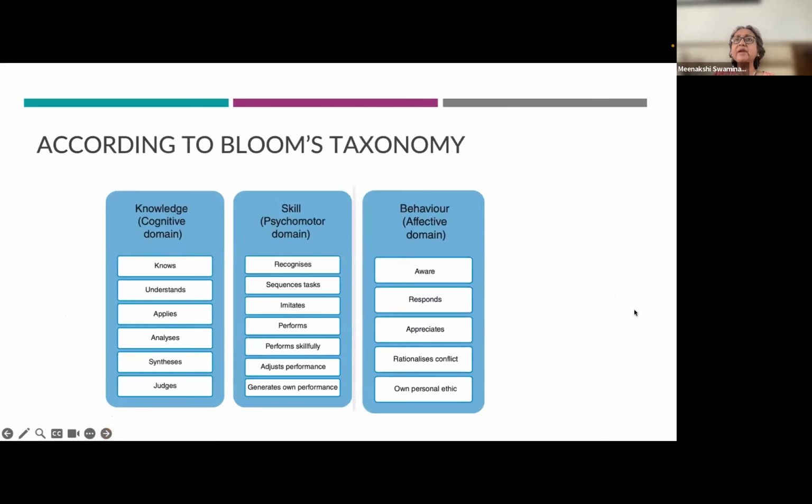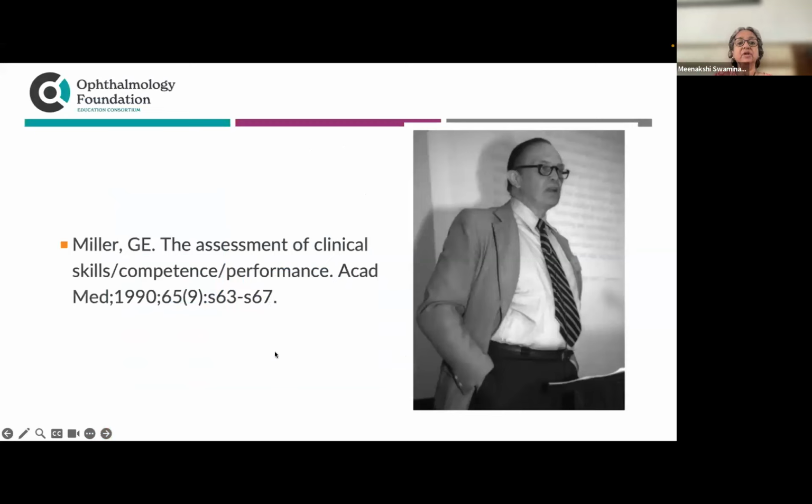So where are we coming from? All this is according to Bloom's taxonomy. When we are doing assessment, we are testing these several domains, 3 important domains. Knowledge domain, which is the cognitive domain. We're testing skill, which is the psychomotor domain. And we are also testing behavior, which is the affective domain.